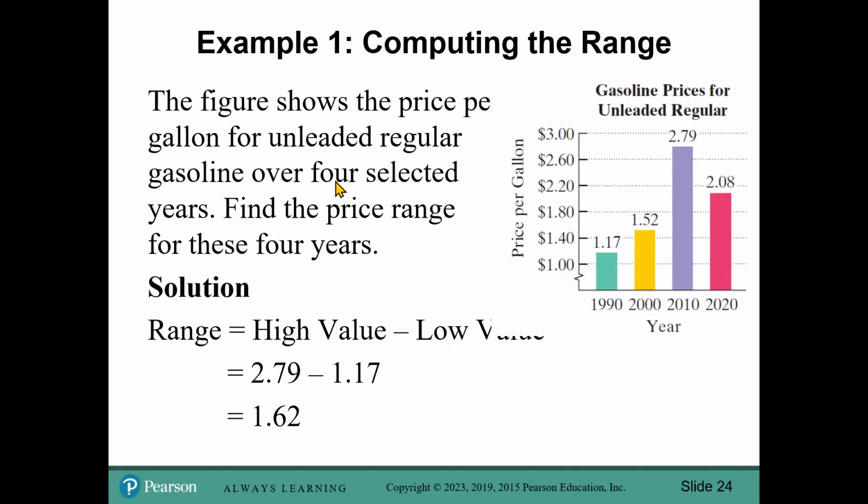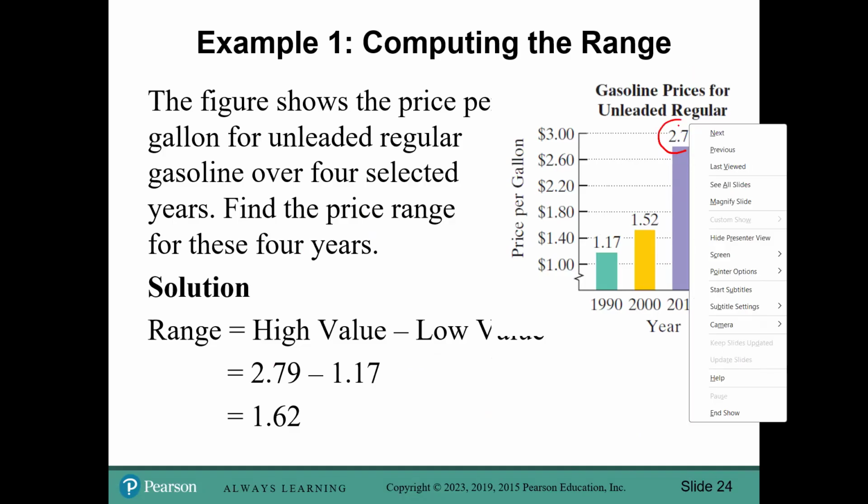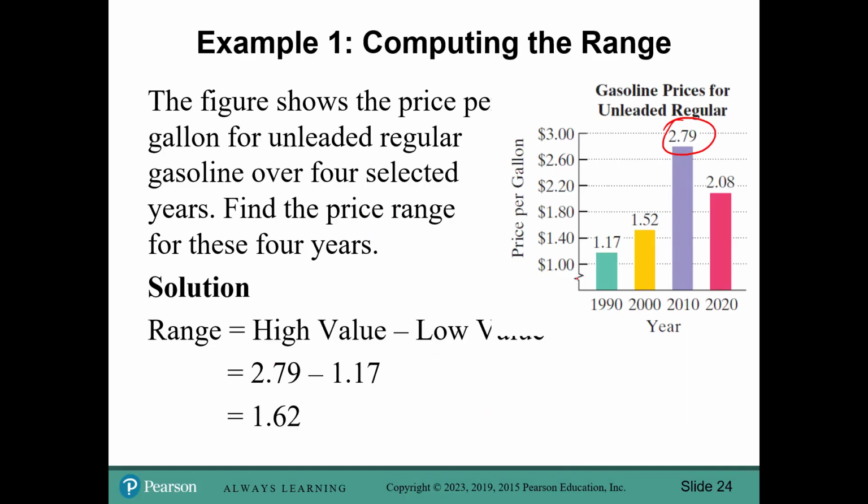This figure shows price per gallon for unleaded regular gasoline over 4 selected years. We want to find the price range. So I'm going to find the highest value. That highest value is $2.79. And then the lowest value is $1.17.